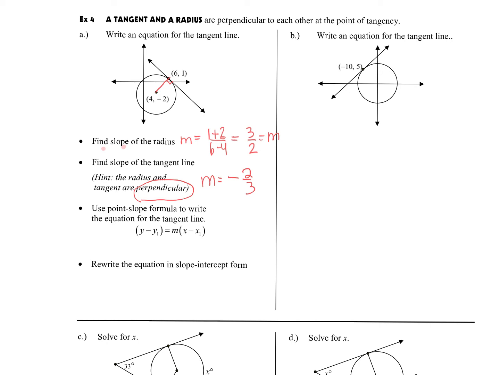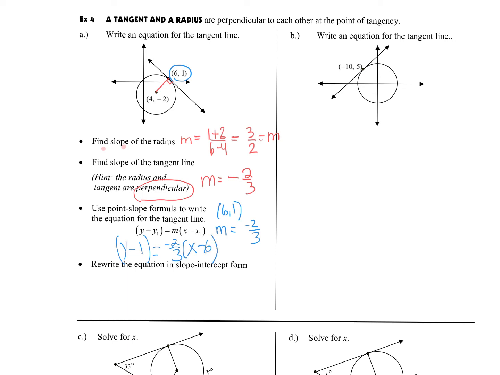Now we're going to take the point that's given to us here, the point 6,1, and we're going to use that point in point slope form. So I'm using the point 6,1, and the fact that I just figured out the slope was a negative 2/3. And so I'm going to have y minus 1 is equal to a negative 2/3 times x minus 6.